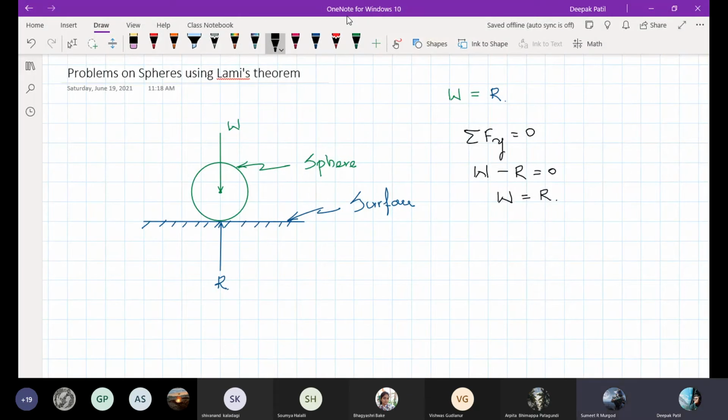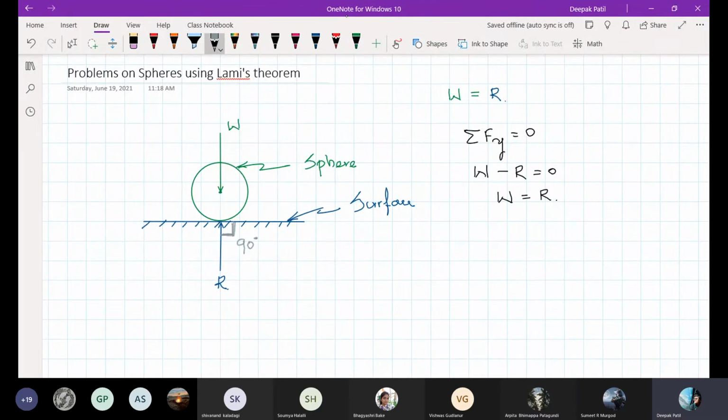And one more thing, the property of this reaction, please listen very carefully, this is very important. The property of the reaction is that it will always be perpendicular to the contact surface. It means the angle made by the reaction with respect to the contact surface will always be equal to 90 degrees. Are you clear? Are you clear, students?